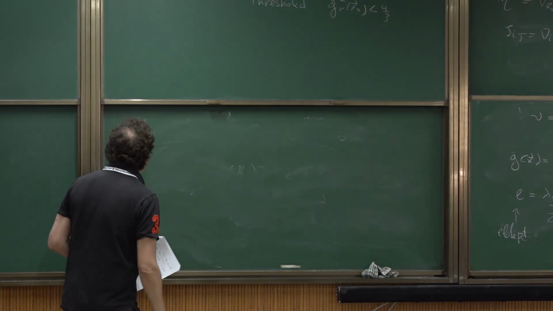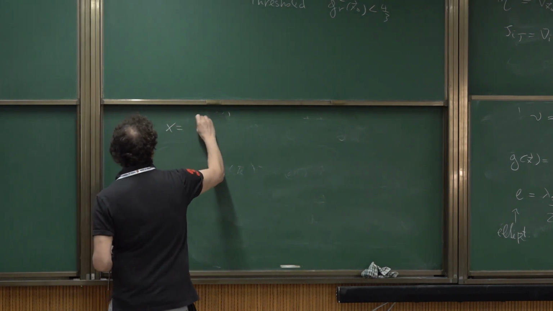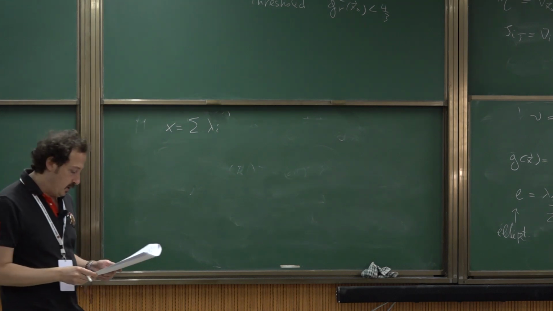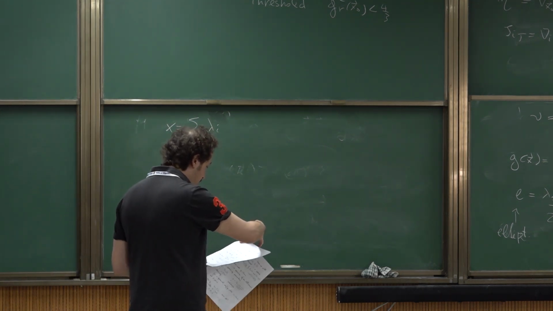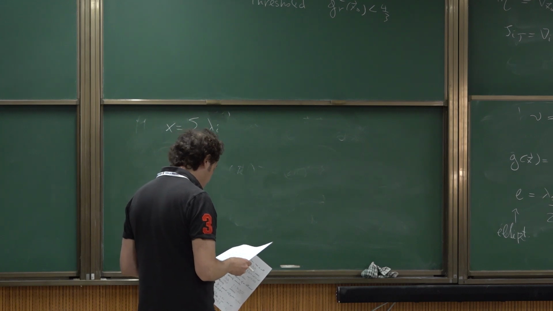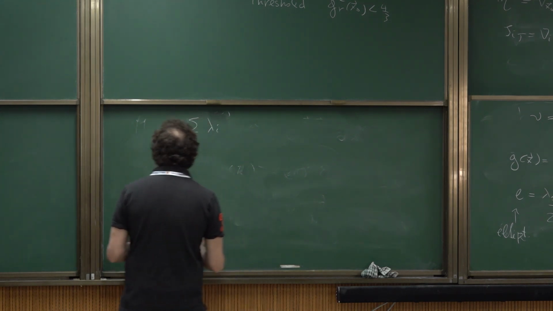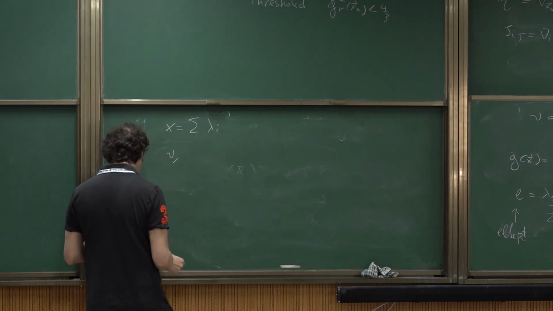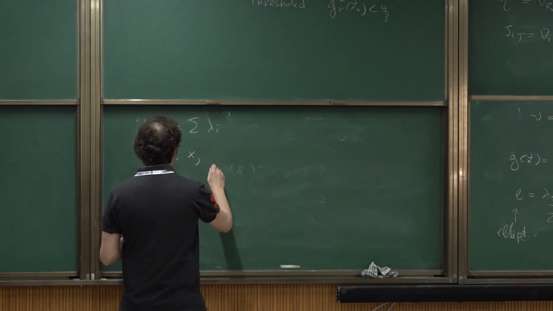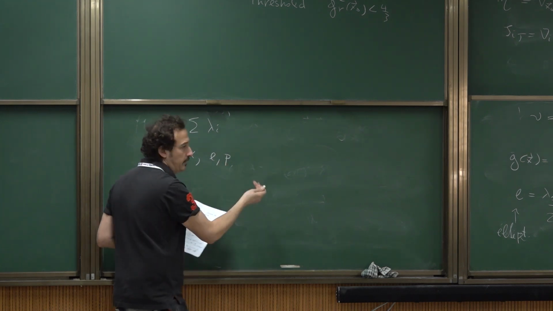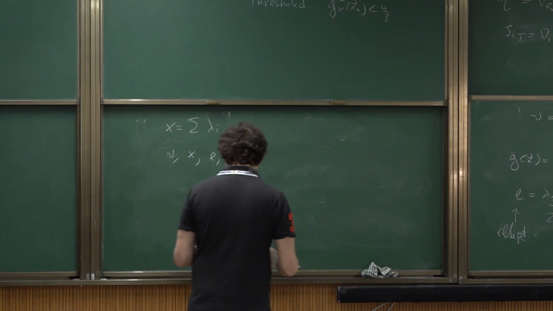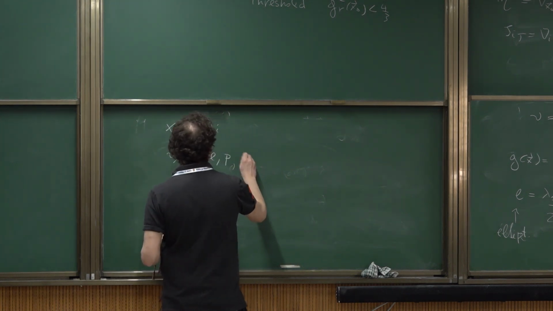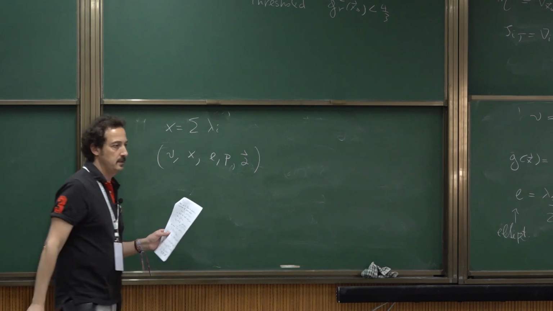So let me use the variable which is the Laplacian, the sum of lambda, I call it x. If I call x this variable, then everything is given in terms of nu. Now my variables are x, e, and p. I'm just changing coordinates to e and p, and I call it alpha. So those are my variables now.